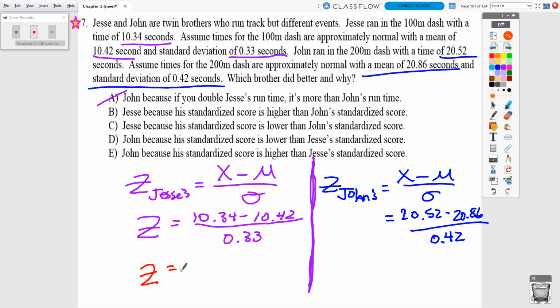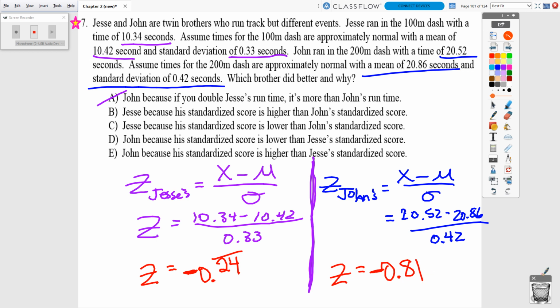So let's see, for Jesse, 10.34 minus 10.42, divide that number by 0.33, and I get as a z-score, it's going to be negative because he's under the mean, he's faster than average, negative 0. Really it's 2 4s repeating. And then if I look at John's, 20.52 minus 20.86 divided by standard deviation 0.42, I get negative, again, because I know he's faster than average, 0.81, rounded.